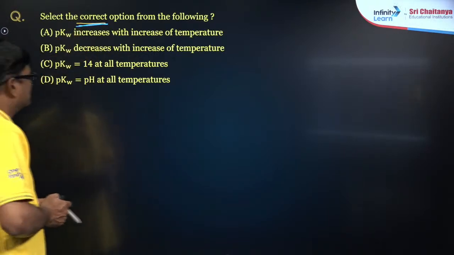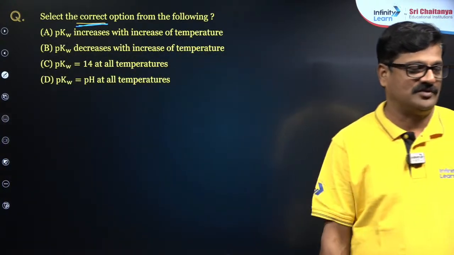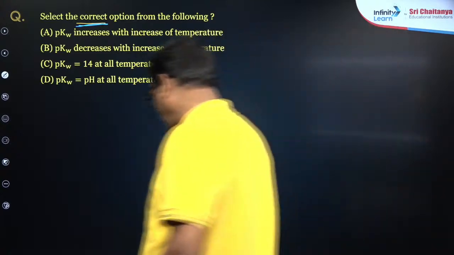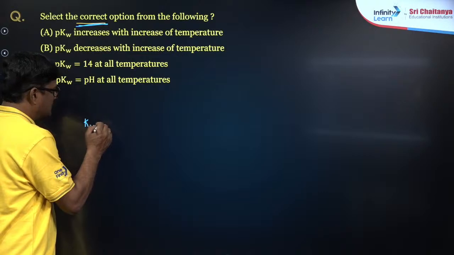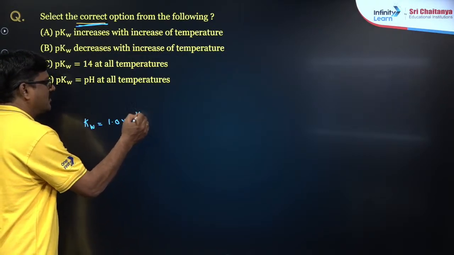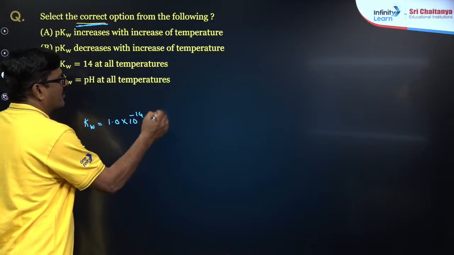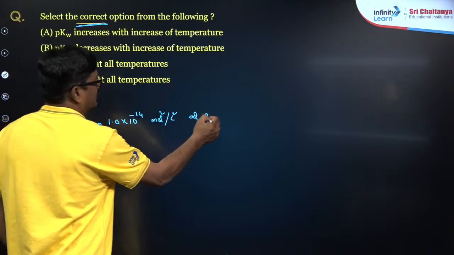उसमें correct क्या? So it's a trap actually. Kw is equal to 1.0 into 10 to the power of minus 14 mole square per liter square. This is true at 25 degrees centigrade.